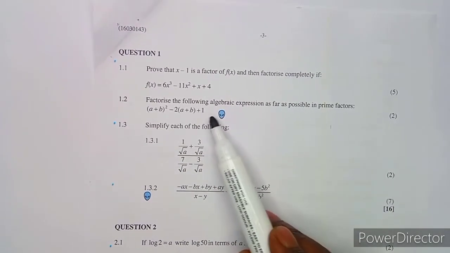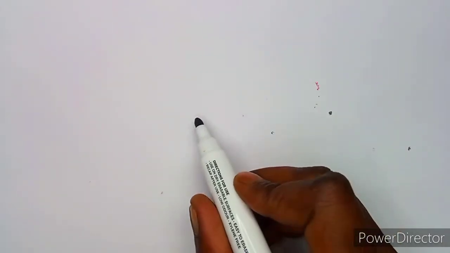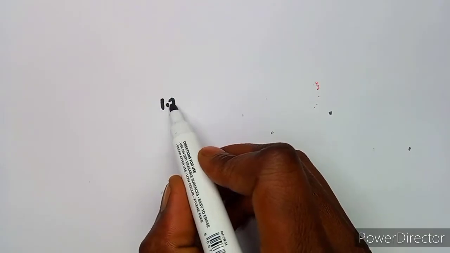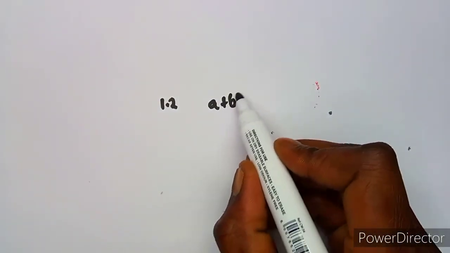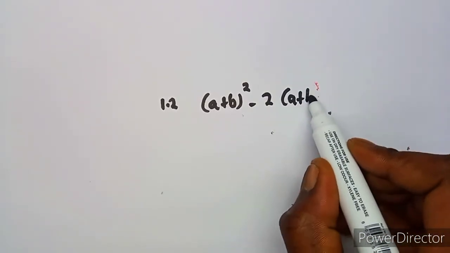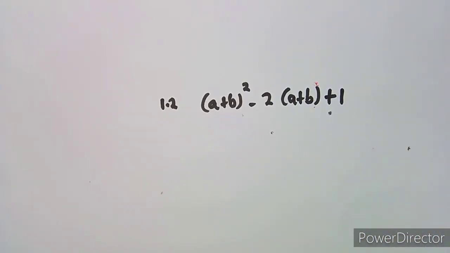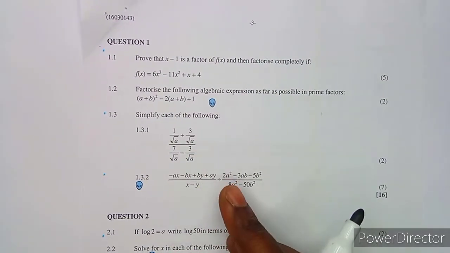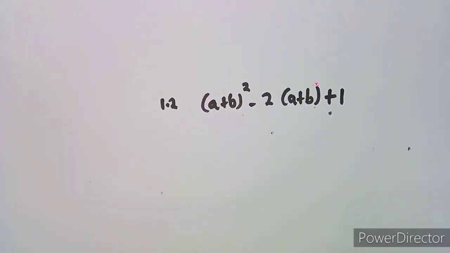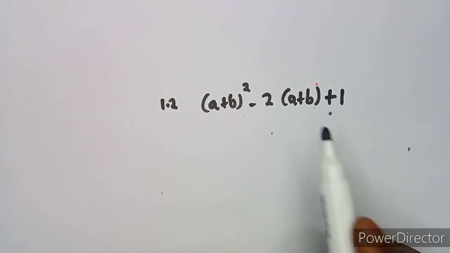Then the other part again is to factorize as far as possible this whole part here. So we are given, this is 1.2, and we've got a plus b squared minus 2 into a plus b, like this, plus 1. So in most cases what I have seen is that we always try and factorize this directly. No guys, yes, it's fine, you can do that, but actually here you can simplify this in an easier way.